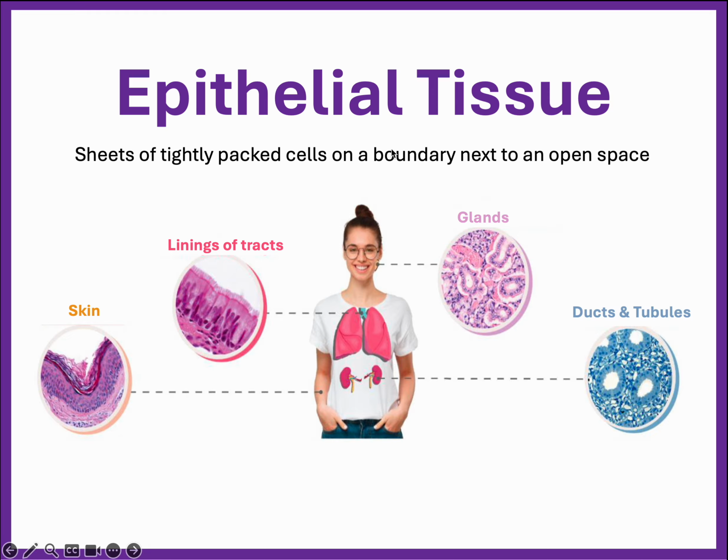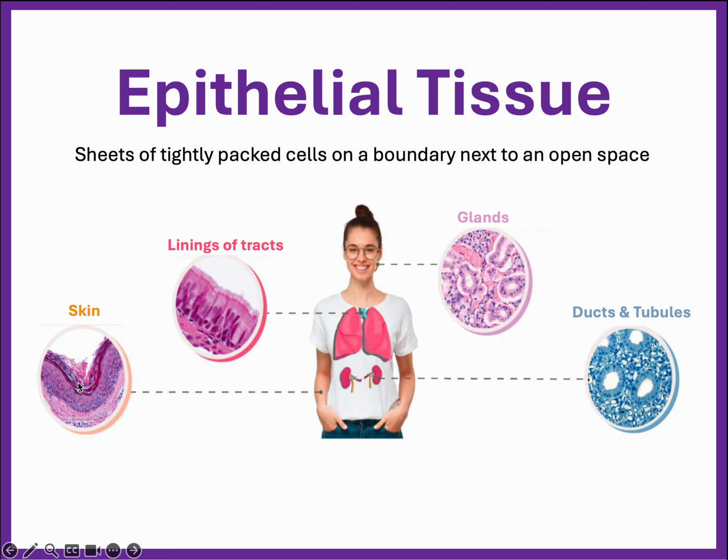So, epithelial tissue: sheets of tightly packed cells on a boundary next to an open space. Epithelial tissue cells are tightly bound because they're often a layer that is covering something. So they really like to be nice and squeezed together, and there's some kind of an open space.